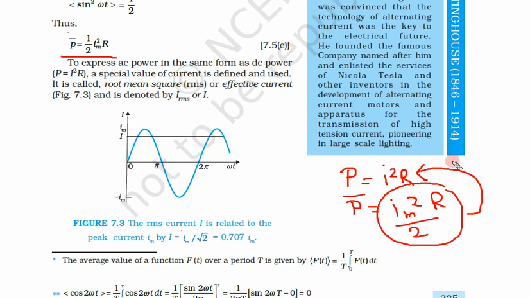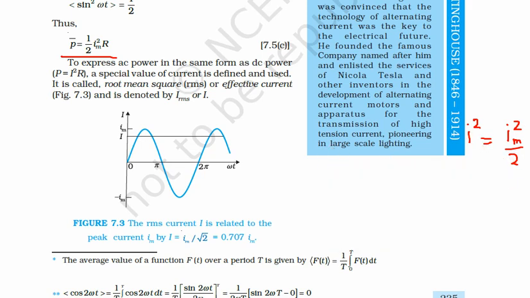Here R is the same. So I square is equal to Im square upon 2. This is the formula. When we compare these two, what we get is I is equal to Im upon root 2 when we take the square root. So I is equal to Im by root 2.